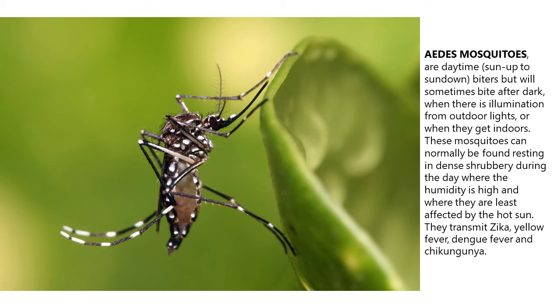Aedes mosquitoes are daytime, sunup to sundown, biters but will sometimes bite after dark, when there is illumination from outdoor lights, or when they get indoors. These mosquitoes can normally be found resting in dense shrubbery during the day where the humidity is high and where they are least affected by the hot sun. They transmit Zika, yellow fever, dengue fever and chikungunya.